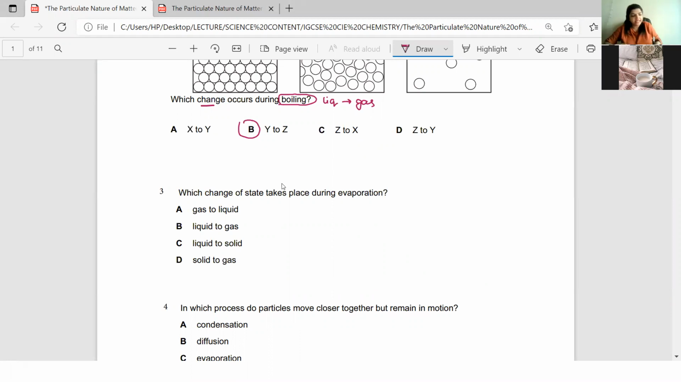Which change of state takes place during evaporation? Yes, Adrian. Liquid to gas. Yes, very good. Liquid to gas. So it's B. Absolutely correct.